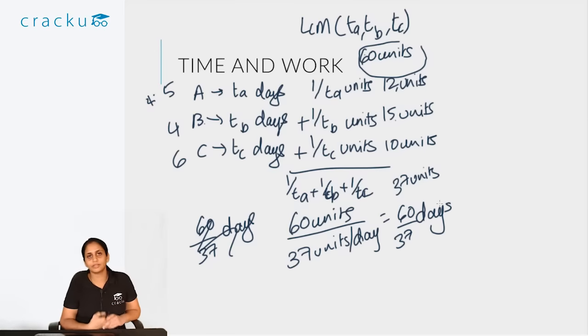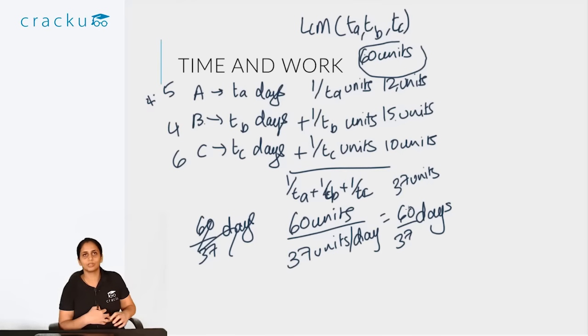Write down the efficiency of each person. Convert this efficiency into units. Take the total amount of work that has to be done as an LCM of the individual times taken. Calculate the efficiency of each of these persons according to the total given by the LCM. So you'll get an integral value if you take an LCM. Add them up together if they work together.